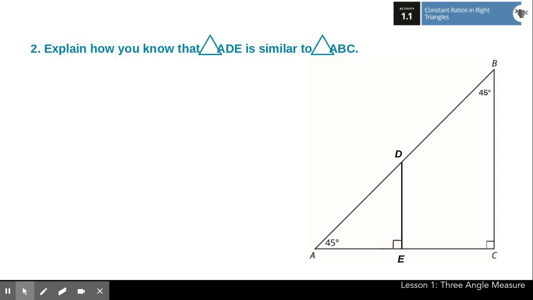All right, so explain how you know that triangle ADE is similar to triangle ABC. Well, they both have 90-degree angles. They both have 45-degree angles. So therefore, they must be similar by angle-angle similarity.